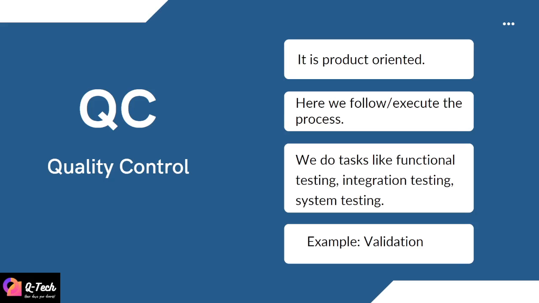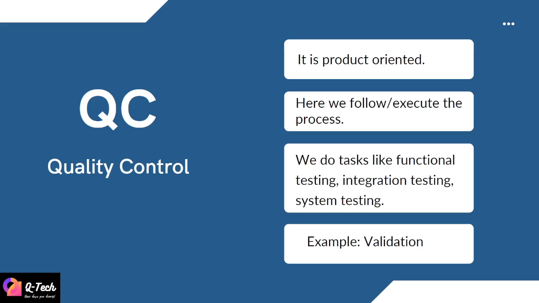So here we follow or execute the process, meaning the process we define in QA, we follow or execute in QC. So here we do functional testing, integration testing, system testing, and all types of testing in QC. For example, we validate the process in QC. Suppose some review process is defined in QA, and that process is executed in QC.